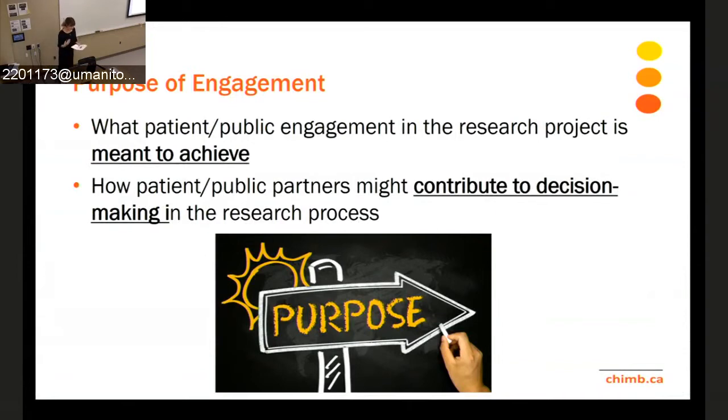First, before you think about who you want to involve, you should have a clear understanding of why you want to be engaging people. So this means going beyond simply, I just want people's feedback, to what patient and public engagement in your research project is meant to achieve. What is it meant to achieve? And then, how can patient and public partners' input actually contribute to the decision making in the research process? Being super clear on that will help you when you start to go out and recruit.